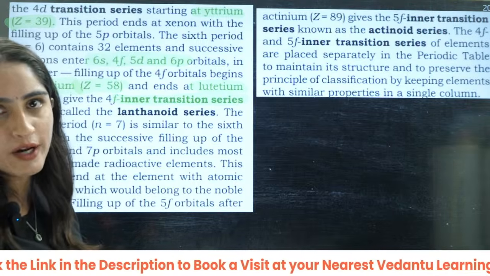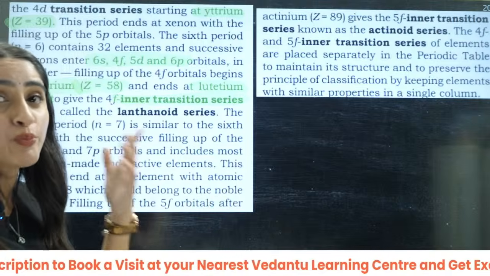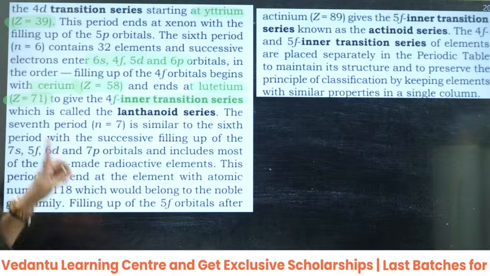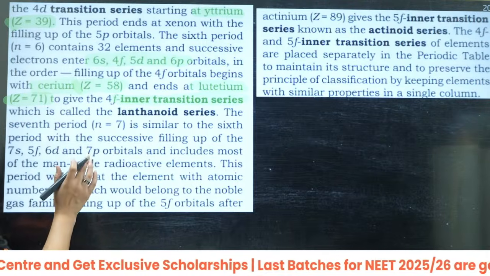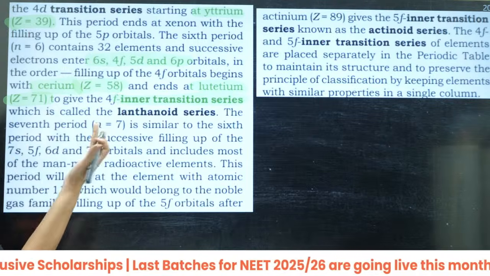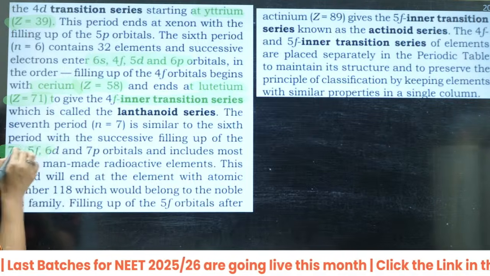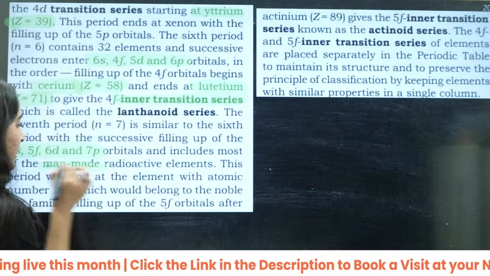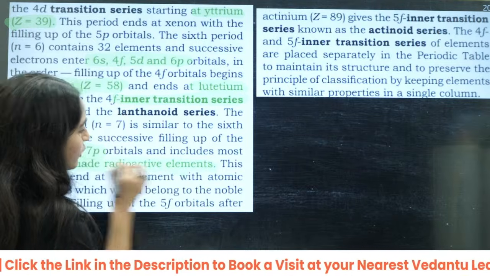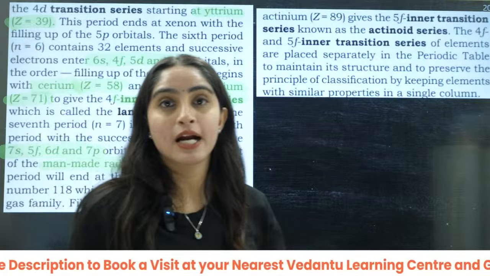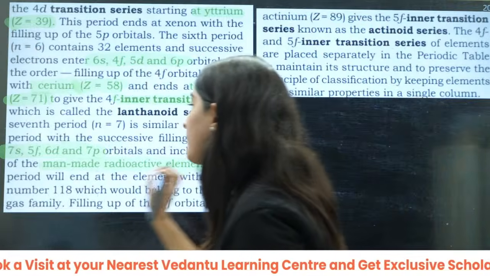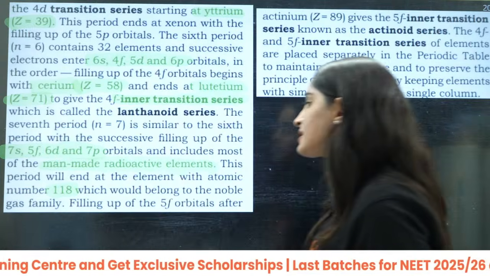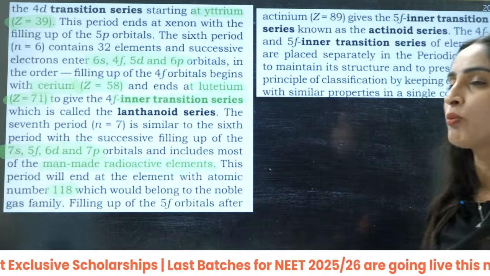Lanthanum is also included in 4f only, but that belongs to group number 3. All the lanthanoids and actinoids belong to group number 3 only, right? So the 7th period is similar to the 6th period. That means it has 7s, 5f, 6d, 7p orbitals, and includes mostly man-made elements, very important. Actinoids they are talking about. Actinoids are radioactive, very short-lived elements. So they are saying the period will end at the element with atomic number 118, which would belong to the noble gas family.